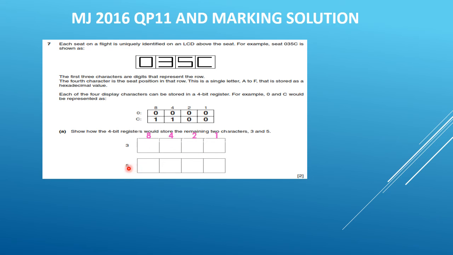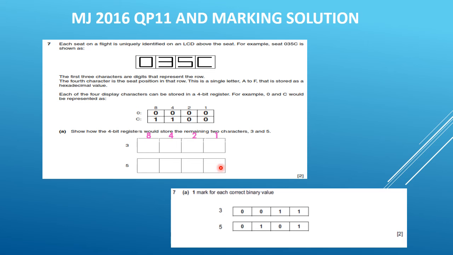To get the answer 5, we will put 1 under the binary notation 4, and we will put 1 under the binary notation 1. This is how you're going to get the value that is equivalent to 5. So let's see the answer now. 3 in binary notation is equivalent to 0011, and 5 is equivalent to 0101. So this is how you can easily comprehend the example given in the question and solve the question easily.